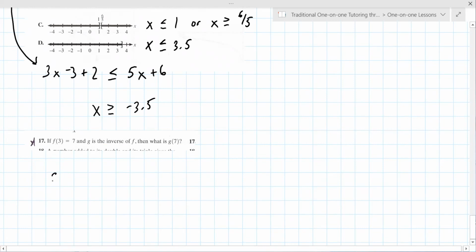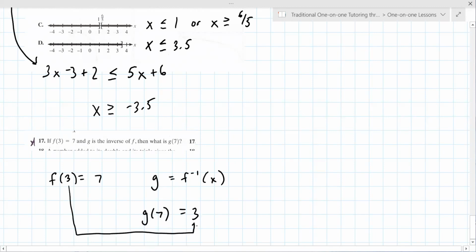If f of 3 equals 7 and g is the inverse of f, g equals f inverse of x, what is g of 7? The answer is 3 because the only other number it could possibly be is that one there. It's like saying if 3 goes to 7, and this is f, it's just it backwards.